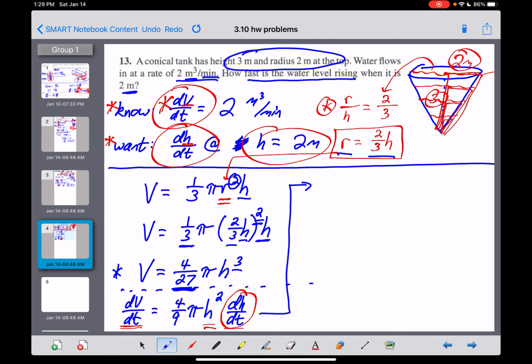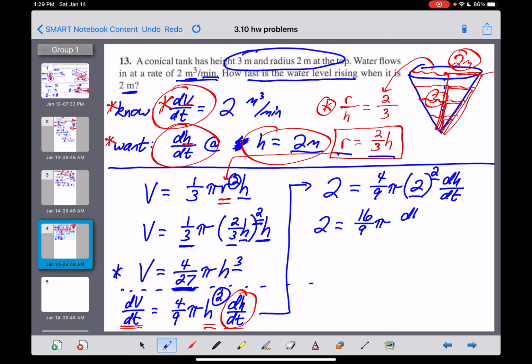dV/dt is a constant value of 2. That equals, we now have a 4/9 and then a pi. At the moment in question, h is 2. That's a time-specific value, but we can use that because we've already differentiated. Don't forget to square that value right there, 2 squared, and then we're looking for the value of dh/dt. So let's clean up that right side a little bit, guys. 2 squared is 4. 4 times 4/9 is going to be 16/9, and a pi is still there, and then a dh/dt.